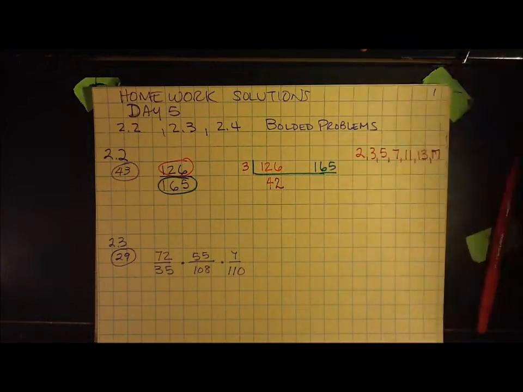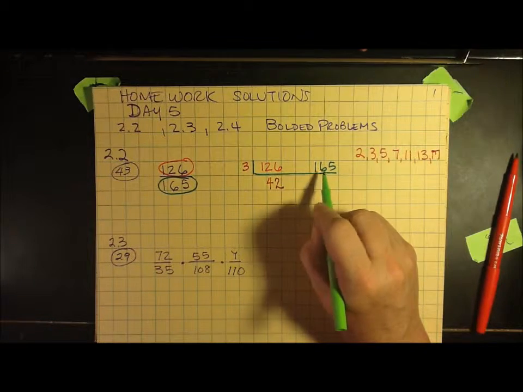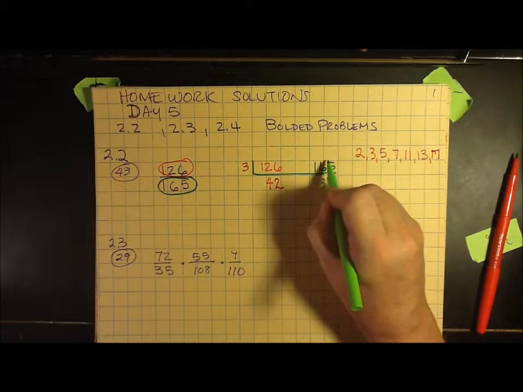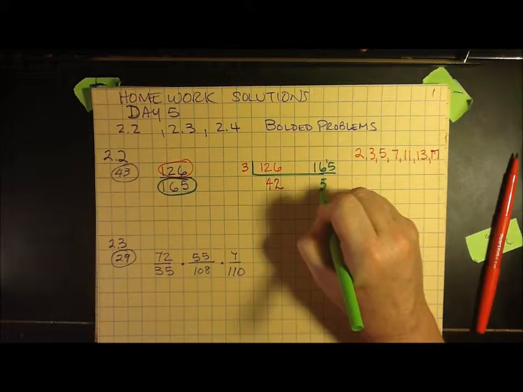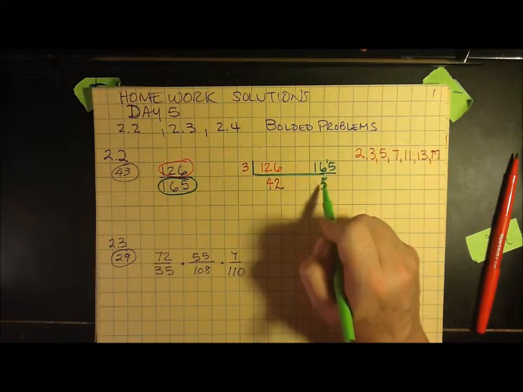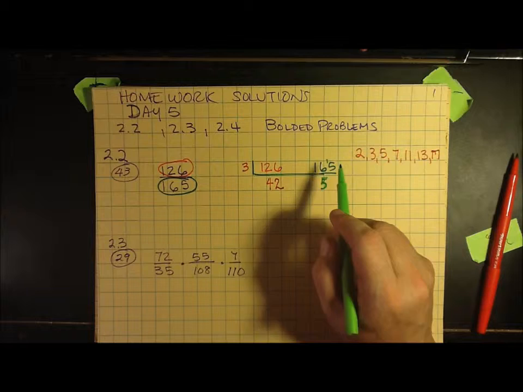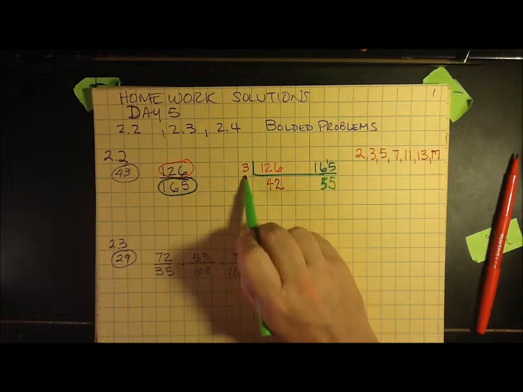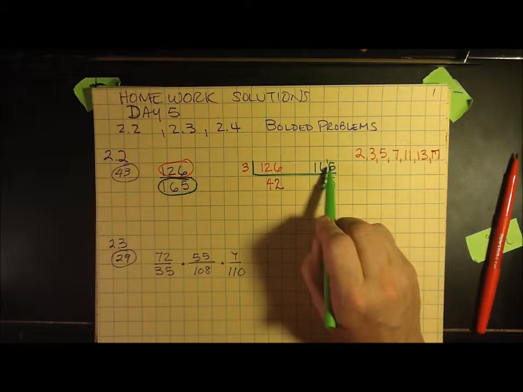Let's look over here. 3 goes into 1, no. 3 goes into 16, yes, 5 times. 3 times 5 is 15, and 16 minus 15 is 1, so that makes this another 15. 3 goes into 15, 5 times. So here, 3 times 42 is 126, and 3 times 55 is 165.